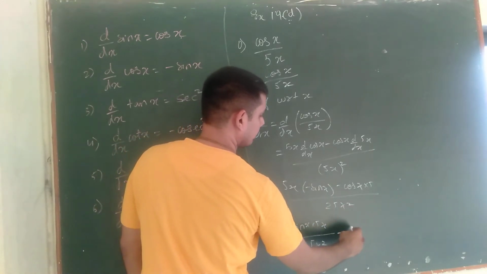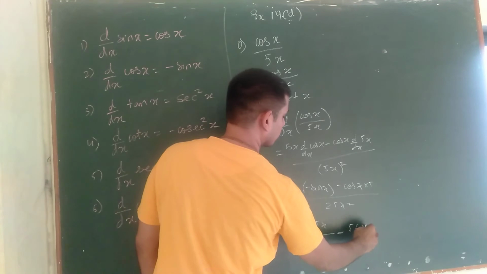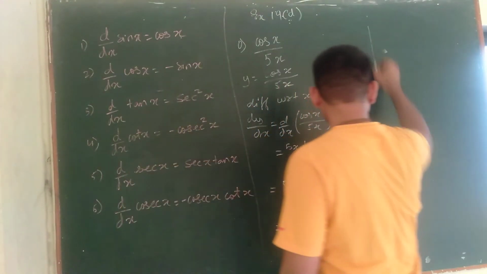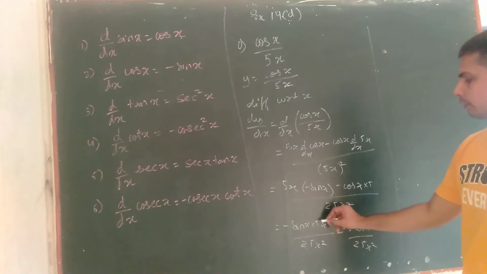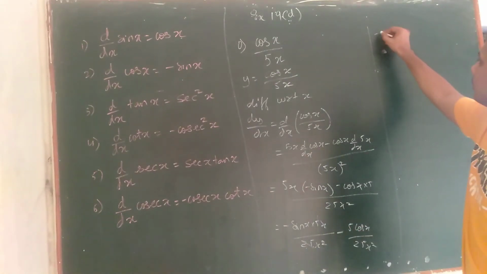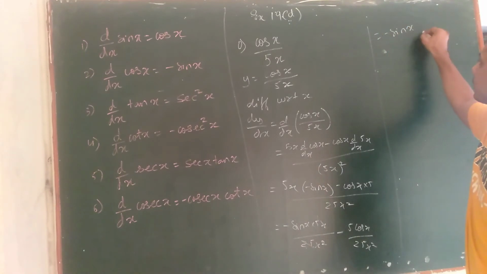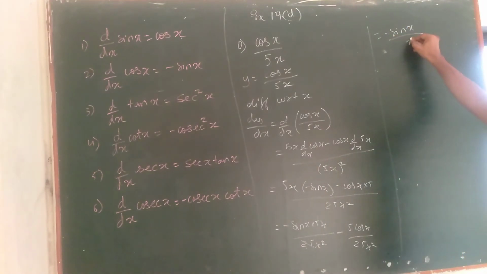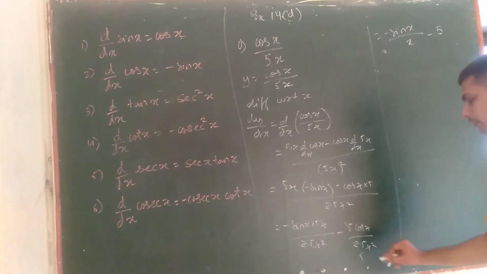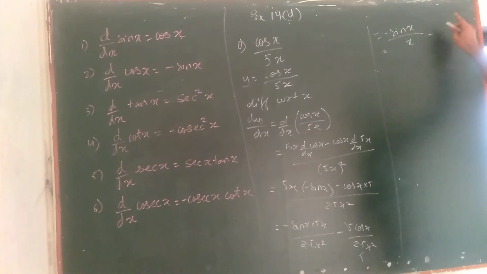This minus sign here, and this is 5 cos x upon 25x square. So after cancelling this 5 and 25, this x and x get cancelled. So you get minus sin x upon 5x. Okay, we can cancel this 5 and 25, so this is cos x upon 5x square.